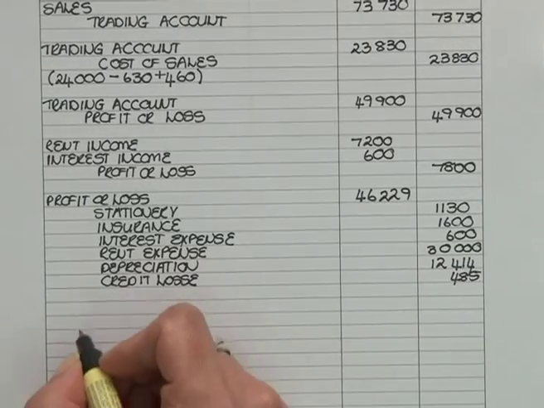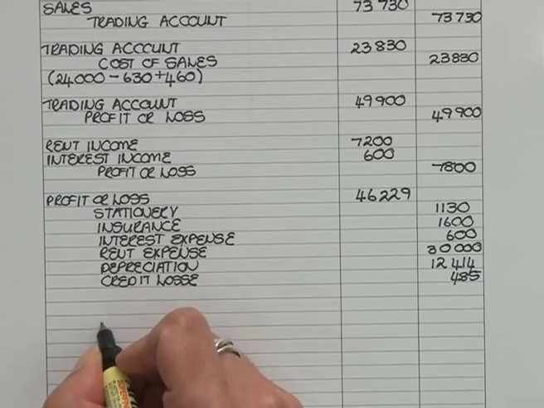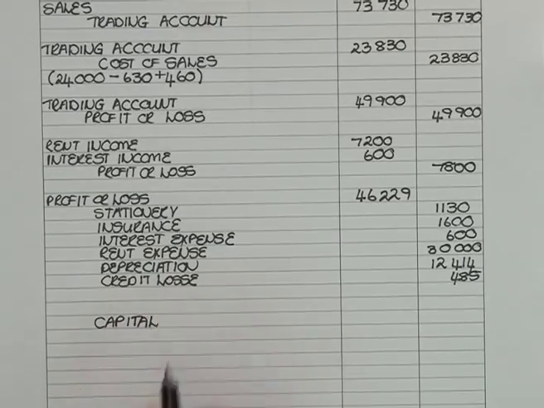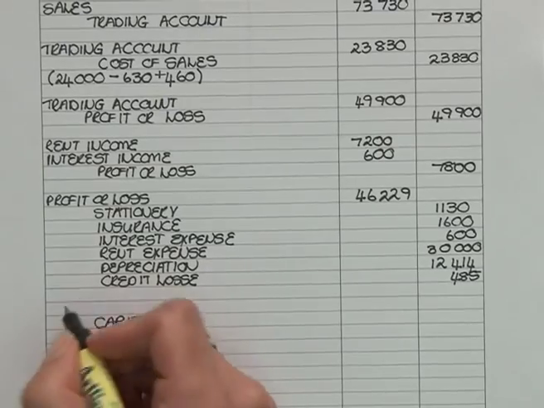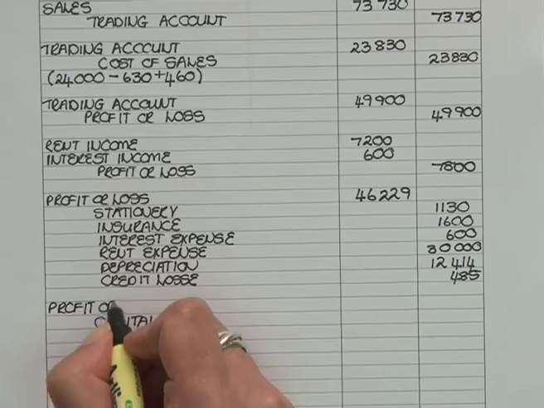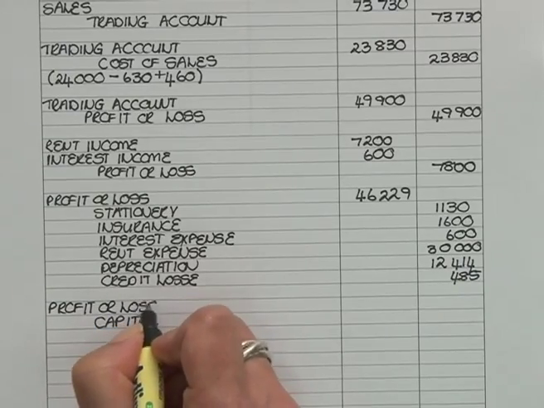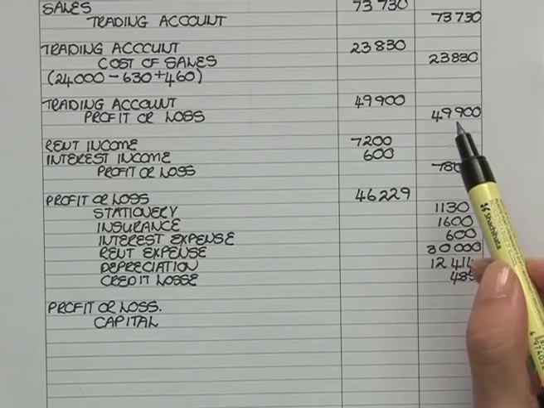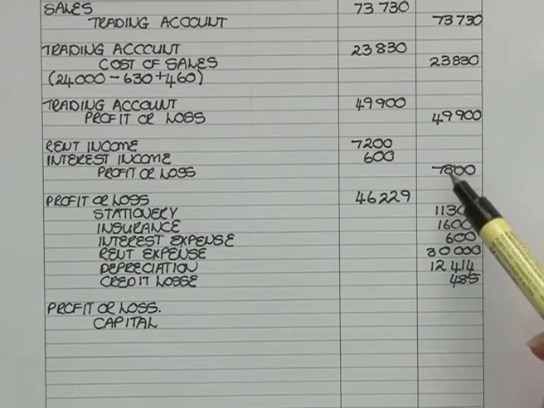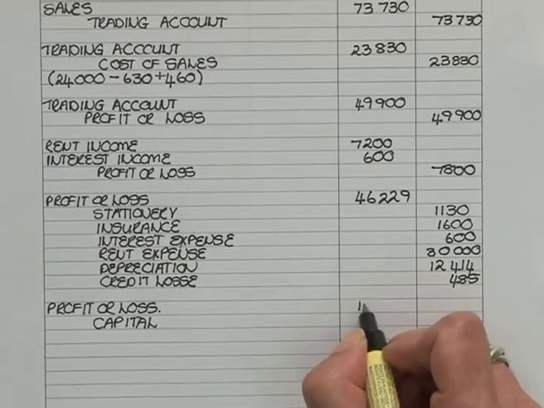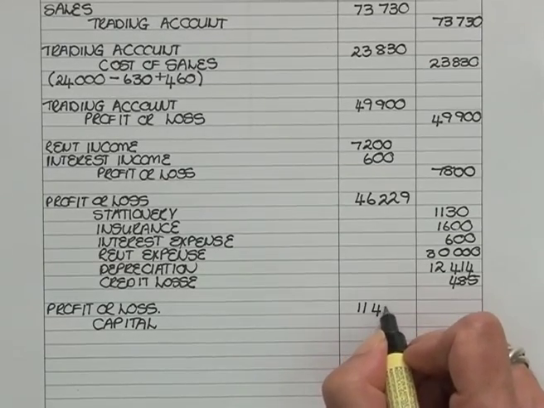That profit belongs to the owner, so I would want to account for it in one of the owner's accounts. So I'm going to credit his capital account. I calculated this in the profit or loss account. I will just take my gross profit plus my income minus my expenses, and that will be my final profit for the year.